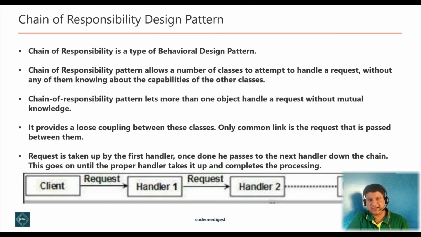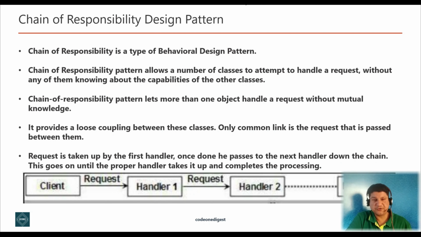Okay, friends, now let's start with chain of responsibility design pattern. So, what is chain of responsibility design pattern? The chain of responsibility design pattern lets more than one object handle your request without mutual knowledge of each other. This pattern avoids coupling between the sender of a request and possible receiver of the request. We place all the receivers in a chain which lets the receiving object pass the request along to the next receiver in the chain until one receiver handles it or the end of chain is reached.